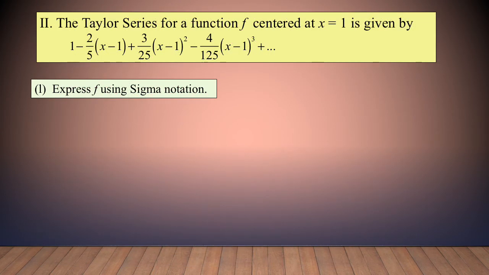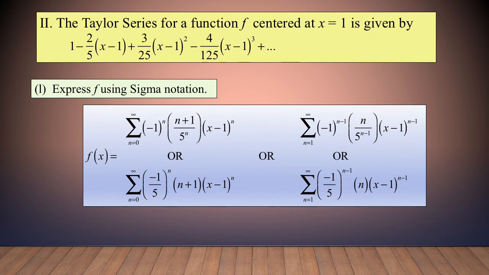2 reads, the Taylor series for a function f centered at x equals 1 is given by 1 minus 2/5 quantity x minus 1 plus 3/25 quantity x minus 1 squared minus 4 over 125 quantity x minus 1 cubed plus dot dot dot. The first thing you're asked to do in L is to express f using sigma notation. There is no one correct way to address this problem. You have to look for patterns.